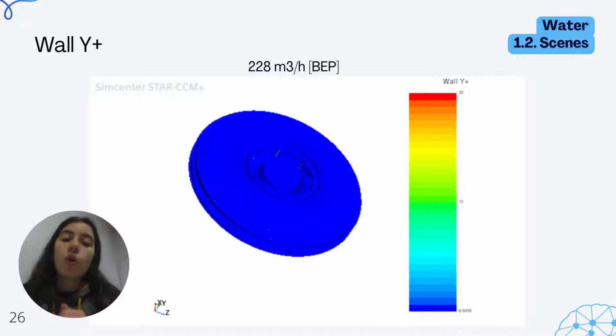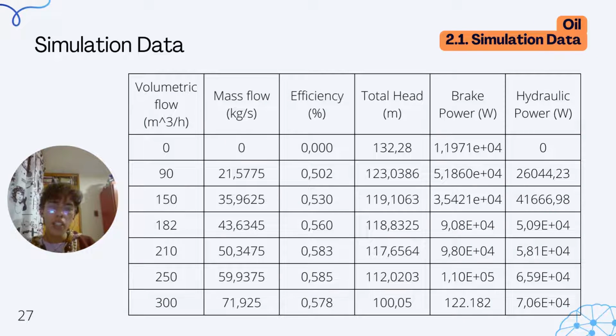Here we have the wall Y plus for the BEP. We found the range really low, but it's what we had. And now here we have a table with the results of the oil simulation data. As you can see, we did 7 simulations in this case. Here is the table with the volumetric flow, mass flow, and the parameters that we obtained in STAR.